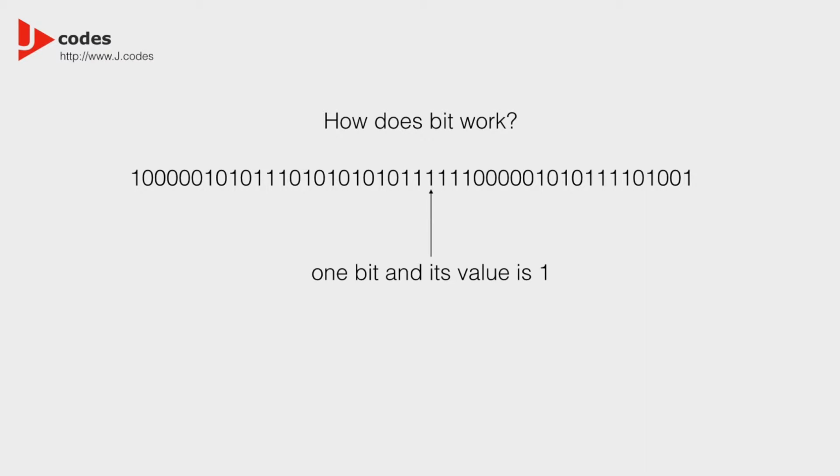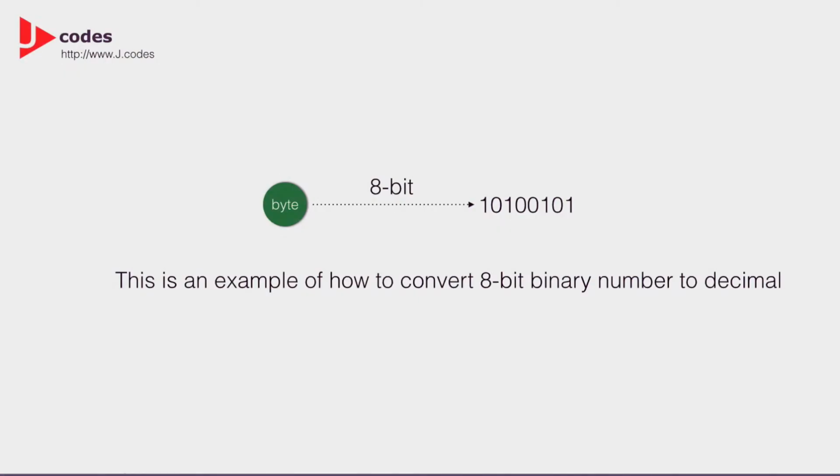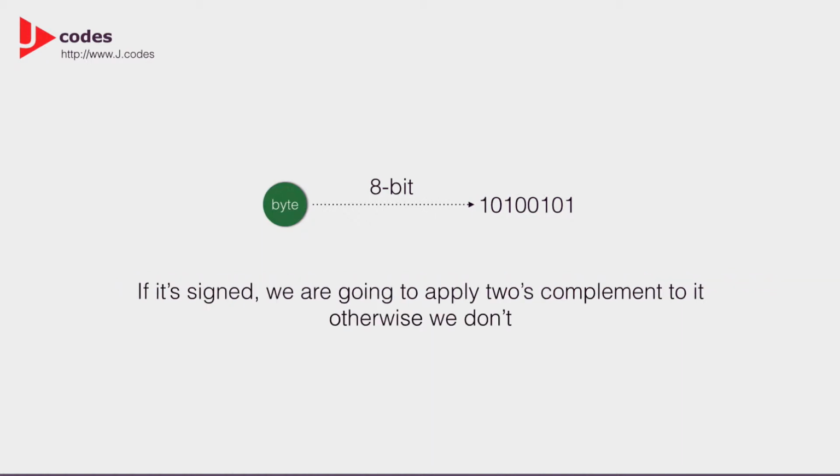How does a bit work? Here we have a sequence of binary numbers. This digit is 1 bit and its value is 1. This digit is 1 bit and its value is 0. This is an example of how to convert an 8-bit binary number to a decimal. If it's signed, we're going to apply 2's complement to it, otherwise we don't. What's signed? A signed number is positive, negative, or 0. What's unsigned? An unsigned number is positive or 0.